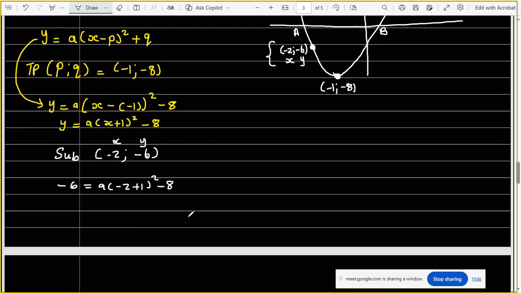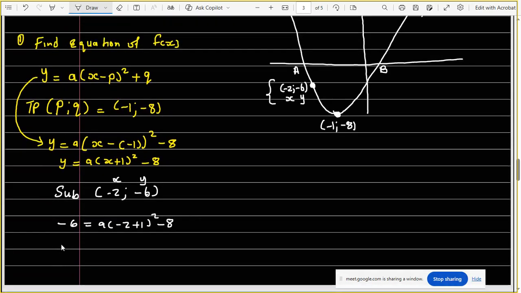So when we solve this, minus 6 equals a into minus 1 plus 1. Minus 1 plus 1 is 1, 1 squared is 1, so this will be 1 minus 8. The minus 8 comes to this side to be positive, then I'm left with 8 times 1, which is just 8. Therefore, when you add, minus 6 plus 8 is 2. The value of a is 2.